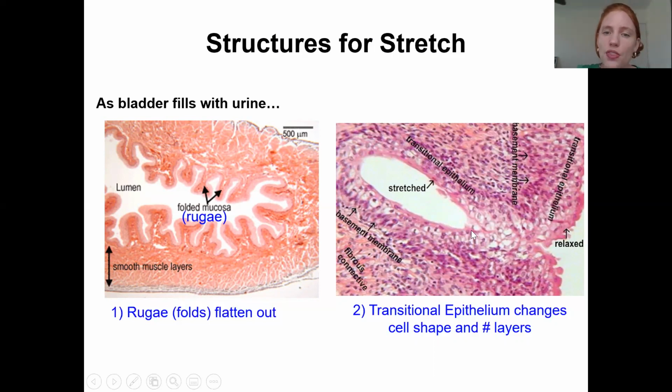And that's why you have to call it transitional, because you can't use the normal naming scheme. That's one thing that allows it to expand. And again, the other thing is those big giant folds in it. As the urine fills up the bladder, those folds will flatten out, and those are called rugae, just like you saw in the stomach.